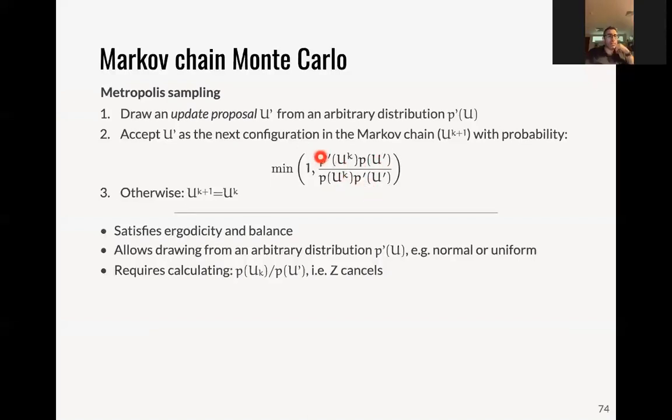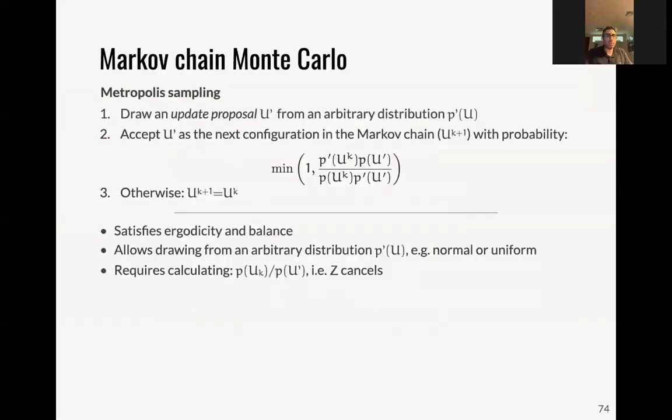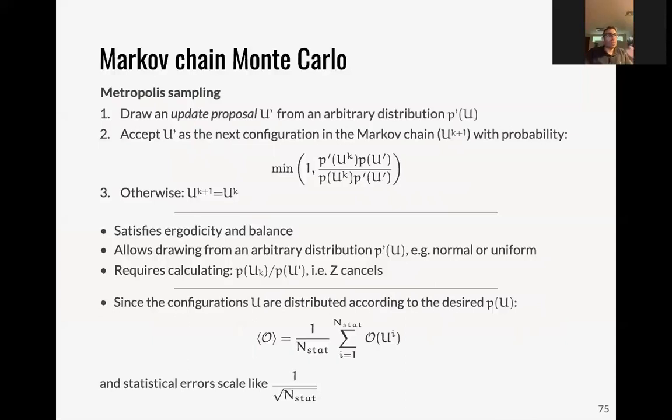So this Metropolis algorithm satisfies the two requirements that we had before. And another nice feature is that because here the probabilities are all ratios of each other, the partition function that you would otherwise need to compute drops out. So you don't need to compute the partition function. You just need to compute e to the minus S_G minus the fermion part here, without computing Z. Okay, and now if you carry out such a process and have a Markov chain of these U's, then the configurations U are distributed according to the desired probability P of U, and observables are just averages. And the errors, as we said before, scale like one over the square root of N statistics.